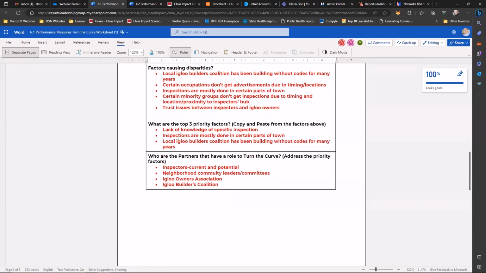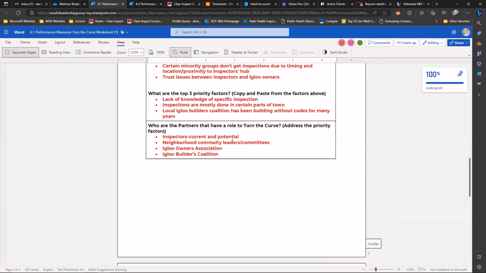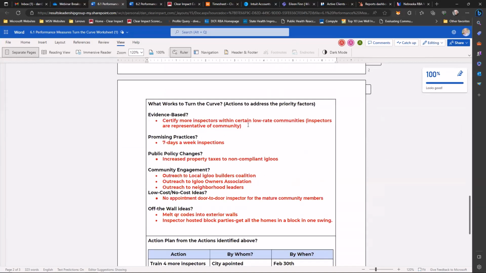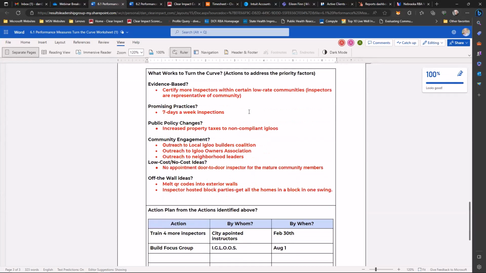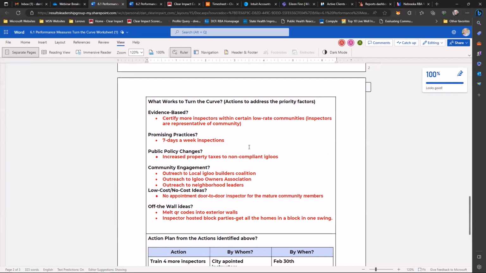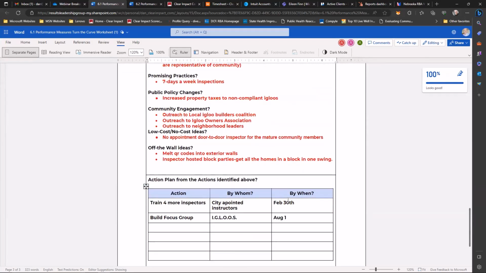And then who are your partners that could help you work on lack of knowledge, inspections mostly done in certain parts, and doing it without codes in the past? And then who are your partners? Fairly specific. And then you came up with action steps potentially to improve and get more folks, things you could do to get more igloos inspected. And again, you highlighted that we need more inspectors. So train more inspectors, got that.